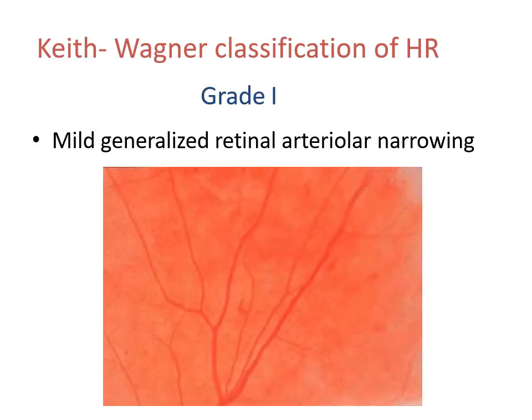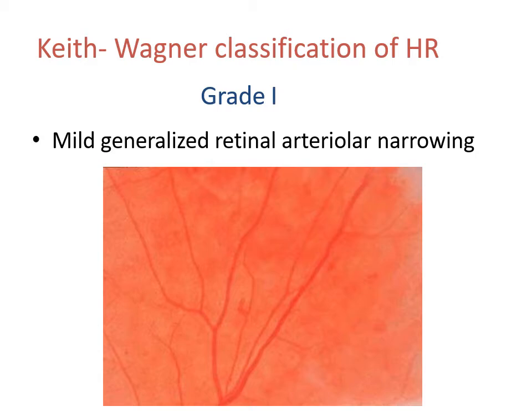Now, the Keith-Wagner classification of hypertensive retinopathy. This is the most important thing which you should remember and which will be asked in your examination. So, this classification was formed by Keith and colleagues way back in the year 1939, and it has four gradings. So, the first grade or grade 1 is mild generalized retinal arteriolar narrowing.